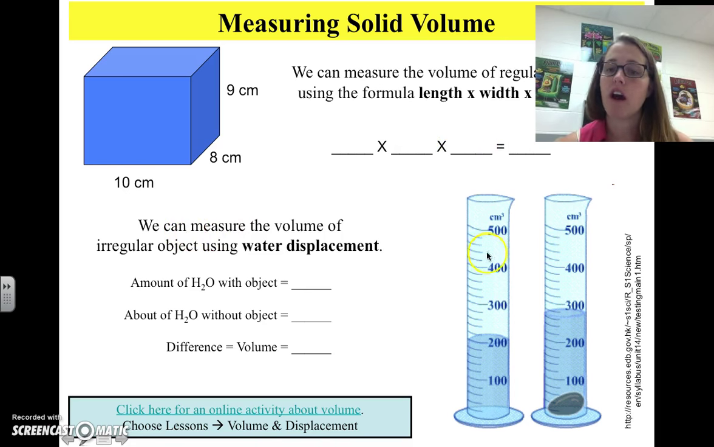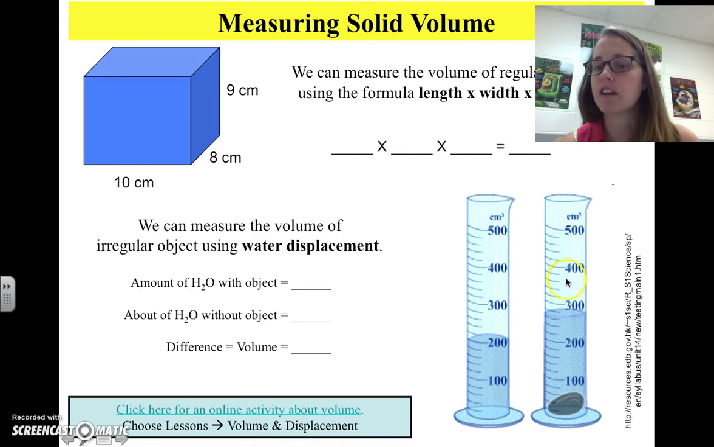Now, when we are measuring volume with something that isn't a cube or isn't something I can easily take a measurement with, or a weirdly shaped thing, we use displacement. So first we look at a graduated cylinder like this. We look at the volume of water in it. We put water in it, we look at the volume. So the volume in this one is probably about 200. So 200 is our volume before.